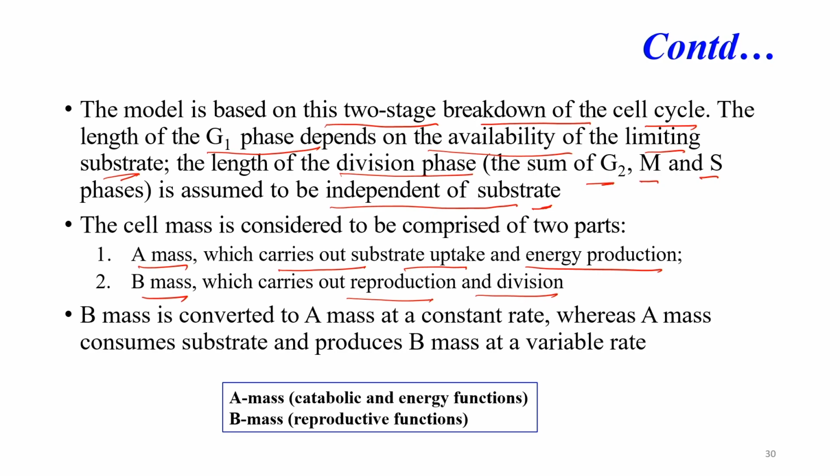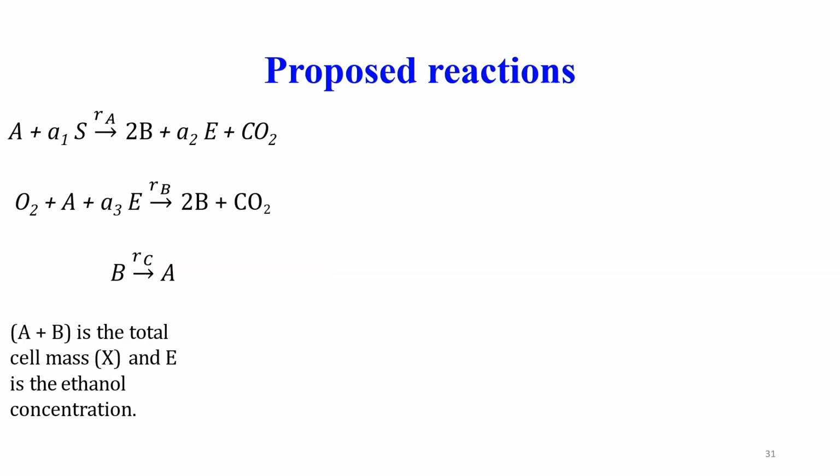So, we can say this A mass has catabolic and energy functions, and B mass has reproductive functions. Further, B mass is converted to A mass at a constant rate, whereas A mass consumes the substrate and produces B mass at a variable rate. So, based on this, we can write that A mass is converted to the B mass, and it utilizes a fraction of substrate to B, which is particularly the biomass.